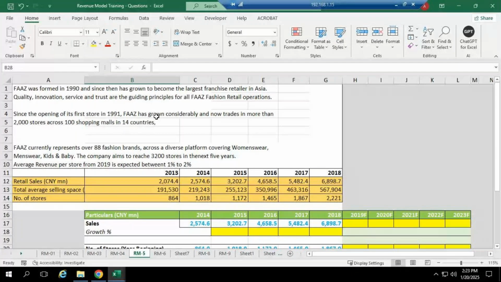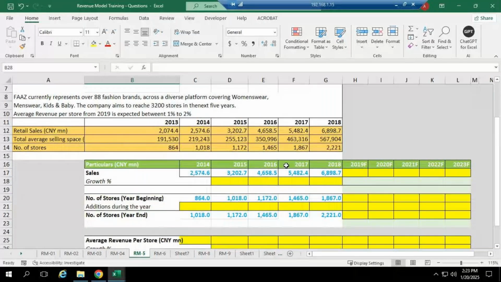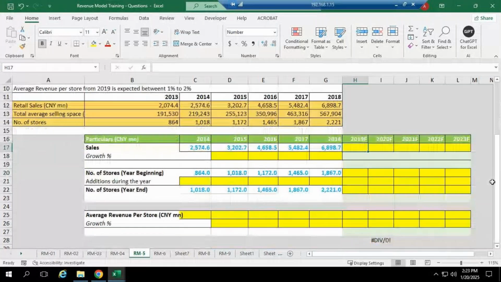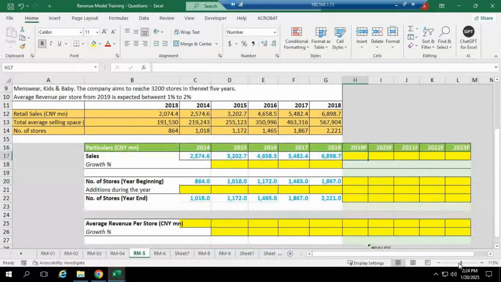So now the sales they have given you, that means 2014, 15, 16, 17, 18 and so on. From this, 2019 is the estimation we have to calculate. So now here, additions during the year. 1 minute, I'll just zoom out.